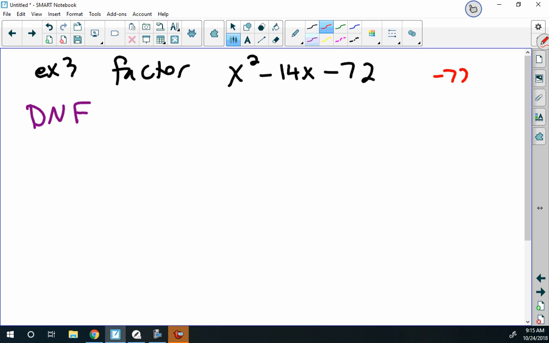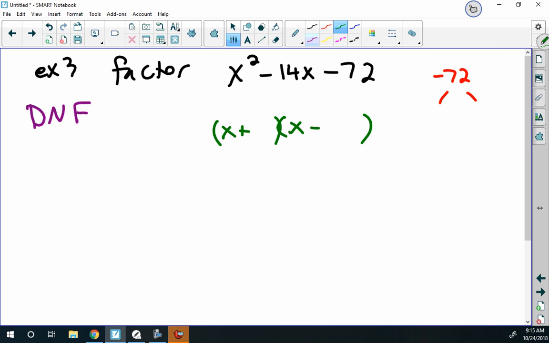So negative 72, we're going to find all its factors. Keep in mind our signs. What are our signs going to have to be here? Positive and negative, good. One's going to have to be positive, one's going to have to be negative. So the difference between these two numbers, when we subtract them in one way or the other, is going to have to be 14.